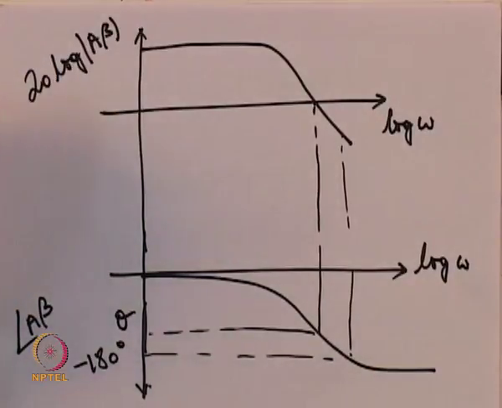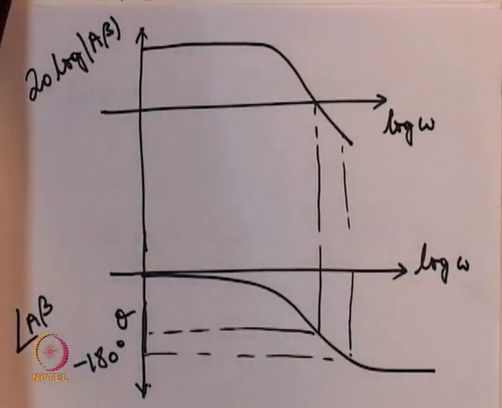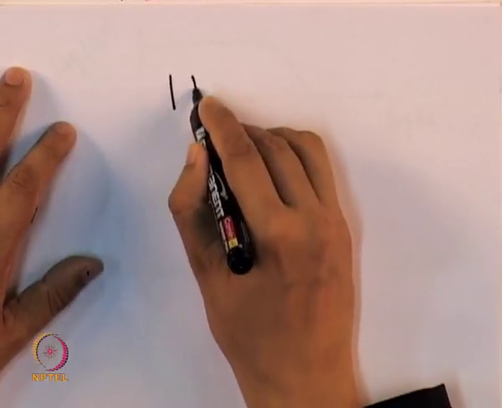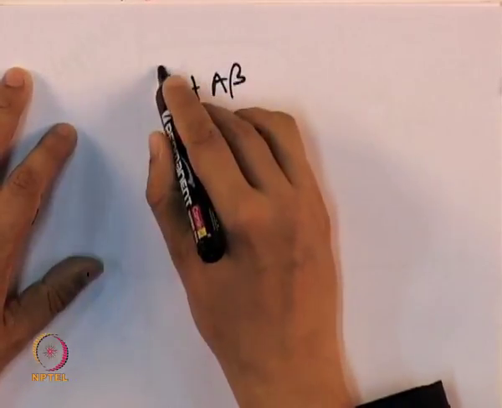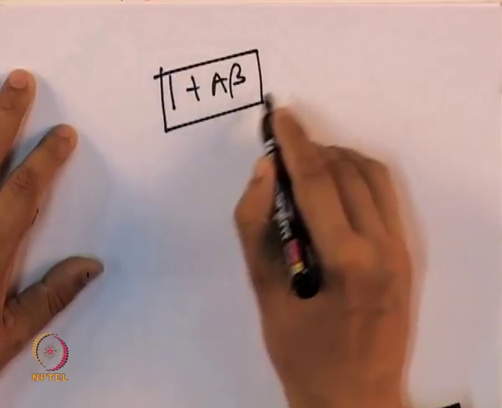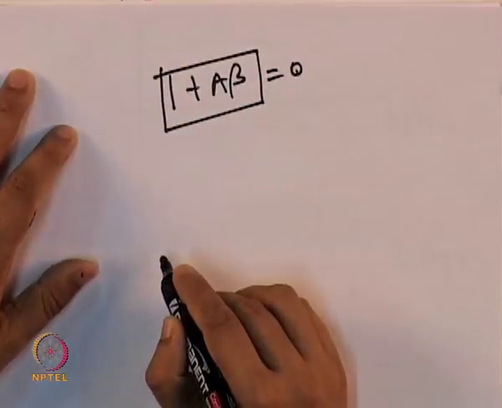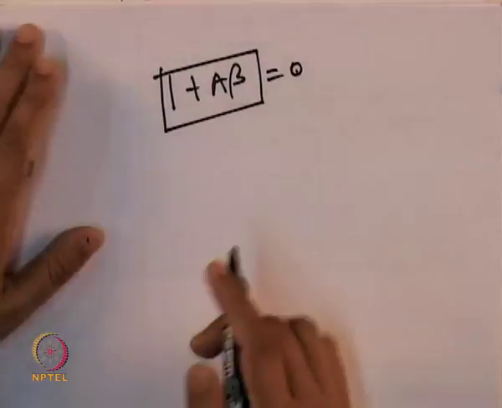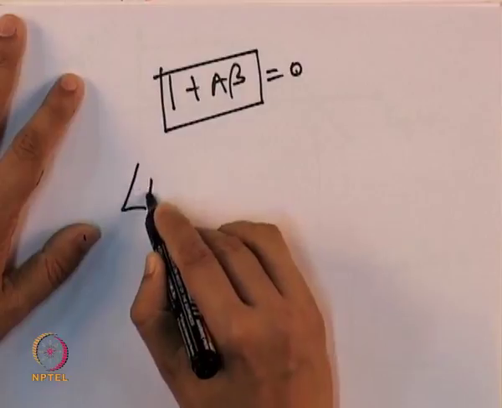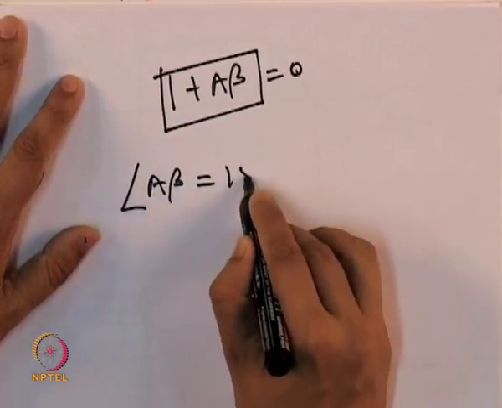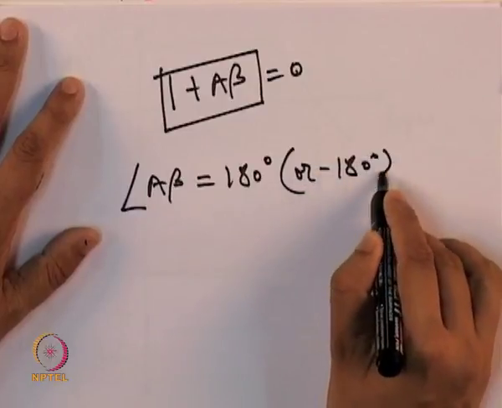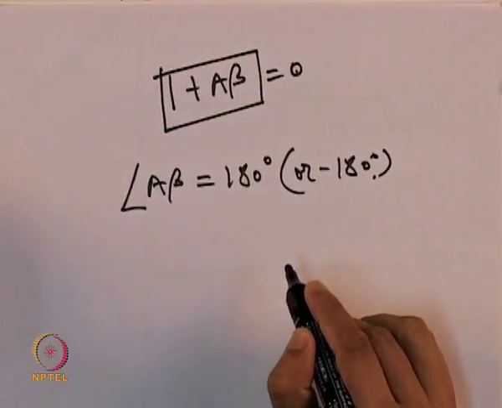Now, while discussing the feedback of a system, recall that we saw that the stability of the system is dependent on the characteristic equation 1 plus A beta equal to 0. So, there are two critical features, one is that when this angle of A beta becomes equal to 180 degree or minus 180 degree, then we have a potentially unstable case.